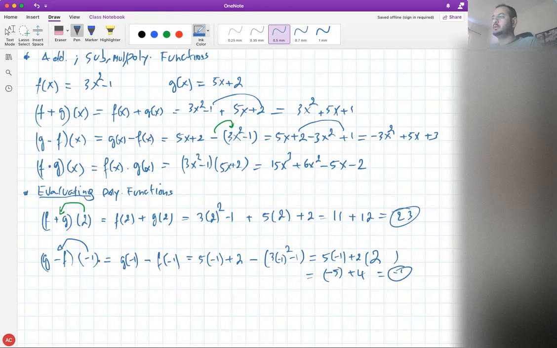When you evaluate, the answer will be a number, not an expression with x. Addition, subtraction, same thing. If it's a multiplication, it will work the exact same way. So let's do one more, f times g, or fg.